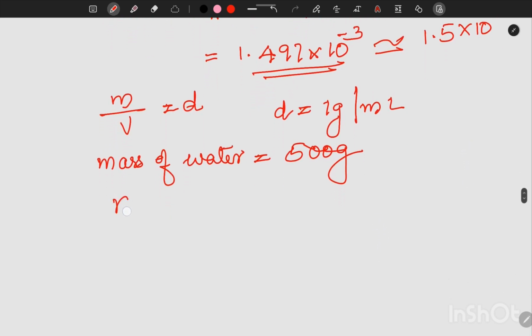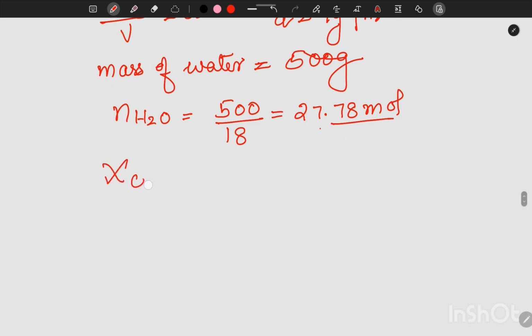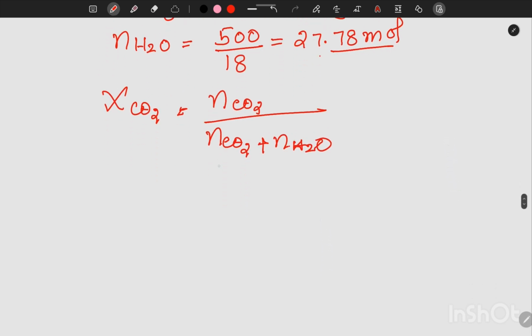Now, number of moles of water is equal to 500 gram mass by molar mass. So that will be 27.78 mole. Now let us calculate the mole fraction of carbon dioxide. Mole fraction of carbon dioxide is equal to number of moles of carbon dioxide divided by total number of moles, number of moles of carbon dioxide plus number of moles of H2O. We can neglect the number of moles of carbon dioxide from the denominator.